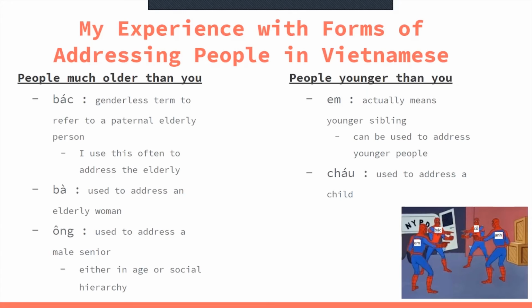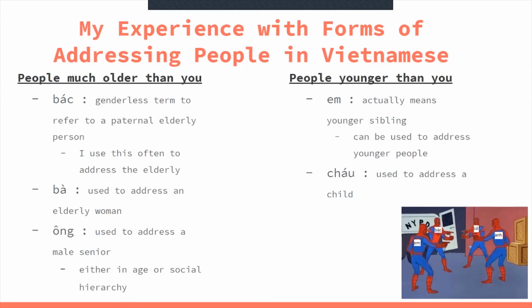Now, to address people who are much, much older than me, the term I would like to go to would be Bac. This is a generalist term to refer to a paternal elderly person, and I use this term often to address both male and female elders because it is just my autopilot choice of word. But to be more specific, ba would be used to address an elderly woman, while ong would be used to address an elderly man.